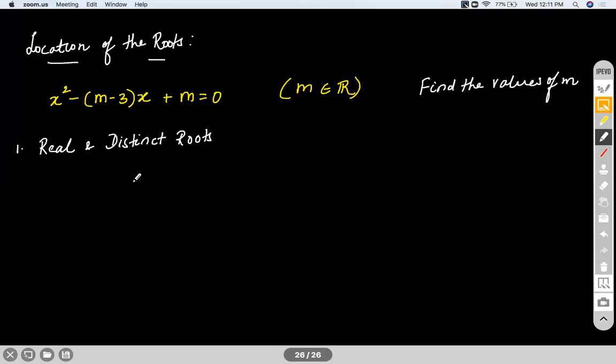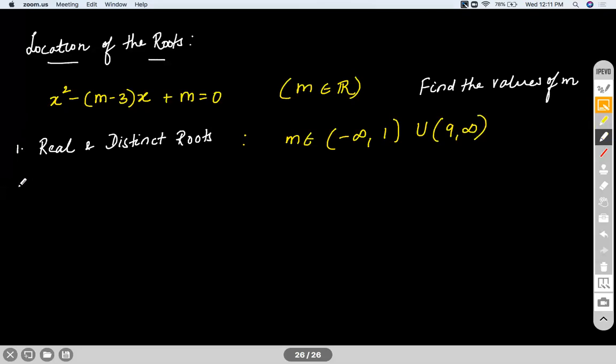From minus infinity to 1 and 9 to infinity. Open interval, close interval? All open. Very good. You just did b square minus 4ac greater than 0. So your answer here would be M should belong to minus infinity to 1 union 9 to infinity. Yes, sir. Next question.